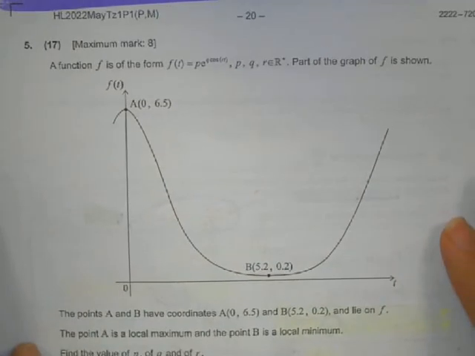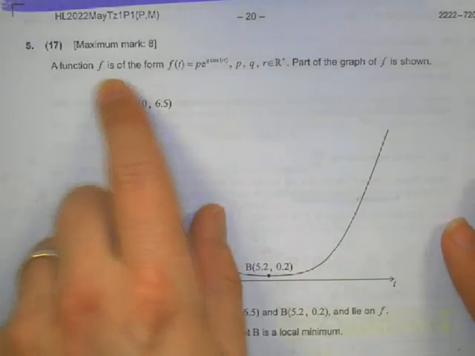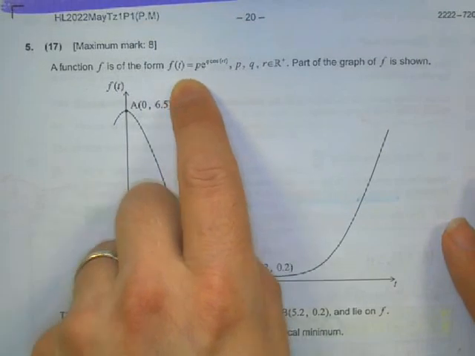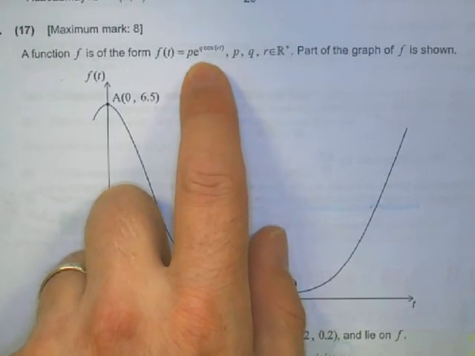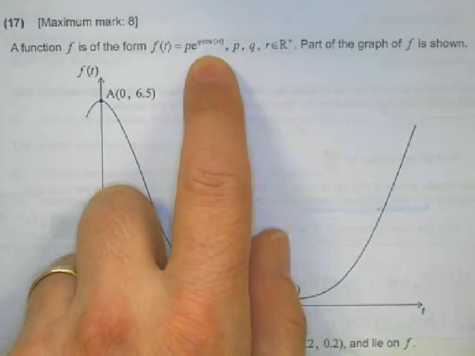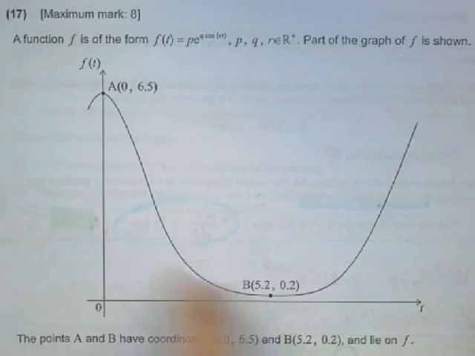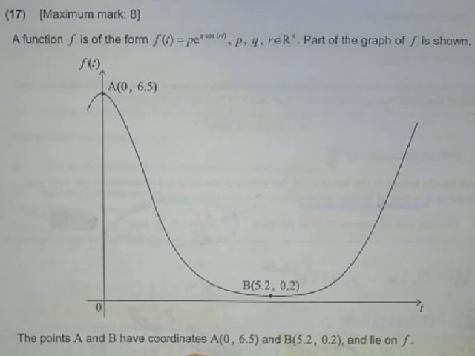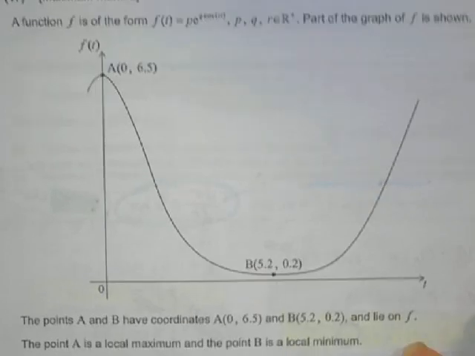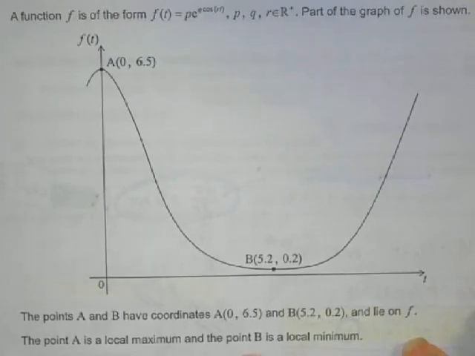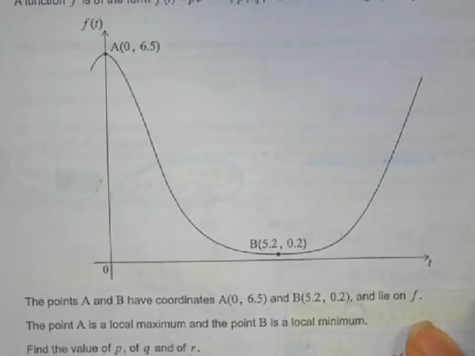Okay, question number 5 says we've got this function in the form of f of t equals p e to the power of q cosine rt. And here is this graph we've got. Points A and B have coordinates (0, 6.5) and (5.2, 0.2) on the line. Point A is a local maximum, point B is a local minimum. Find the values of p, q, and r.